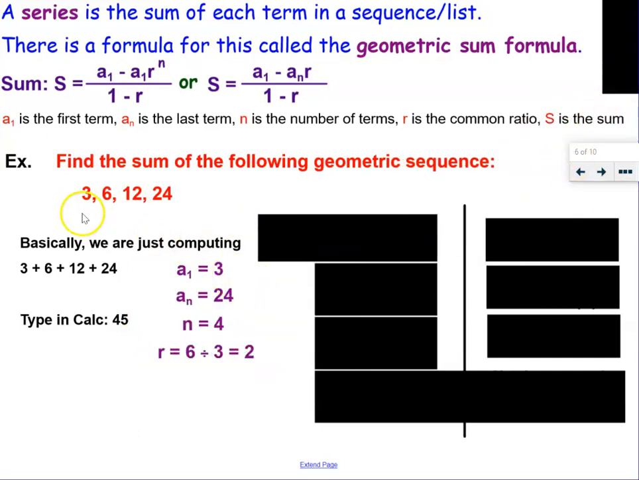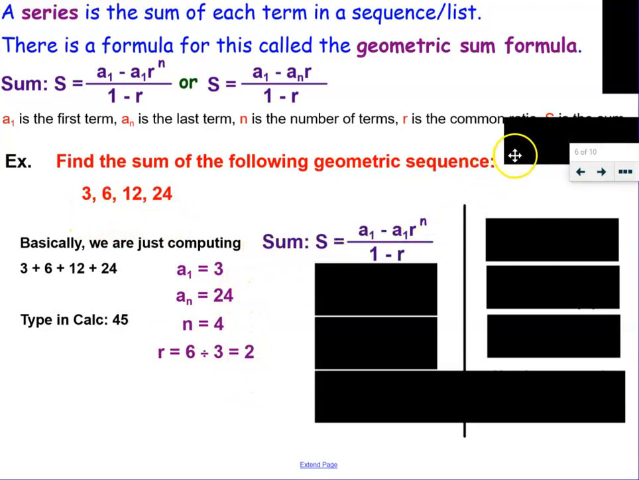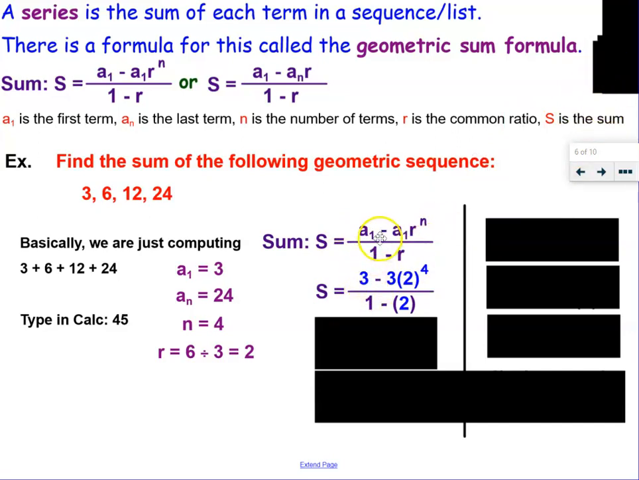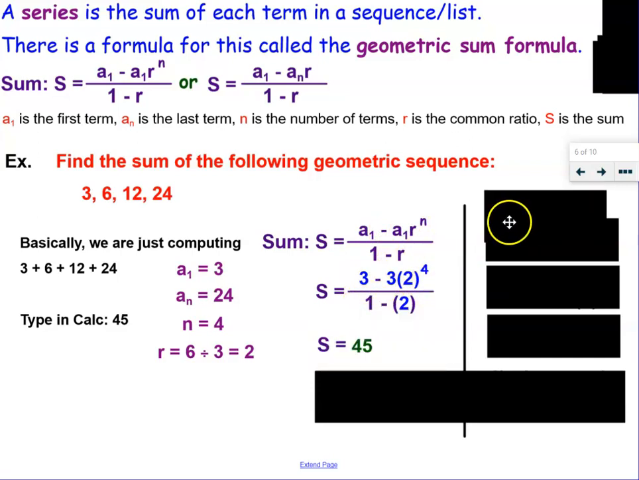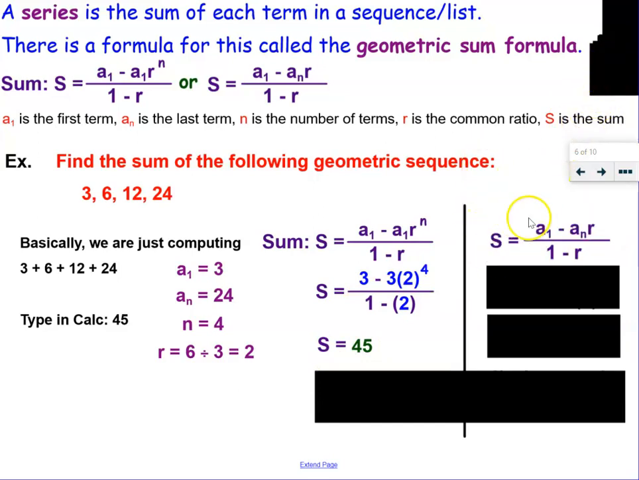So here's what we know. We know the first term is 3. We know the last term is 24. There are 4 total terms. And then r, which is 6 divided by 3, is 2. I can now use either formula. So let's do this one first. I plug in the first term, 3, minus the first term, 3, times r, which is 2, to the exponent 4, over 1 minus r, which is 2. I just type that in the calculator. I get 45.